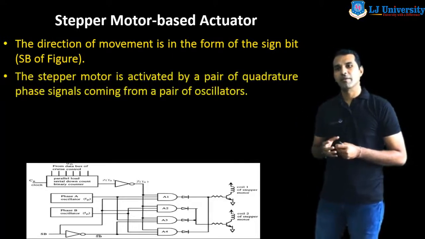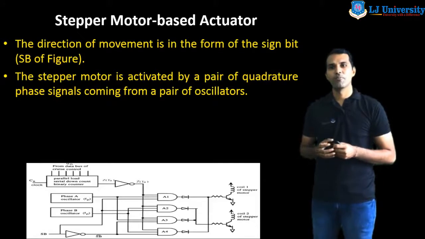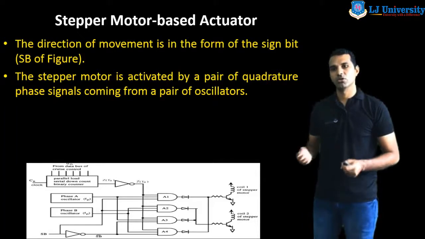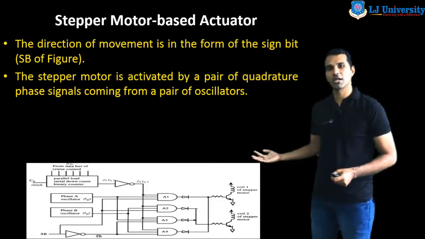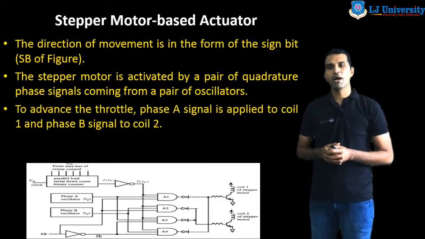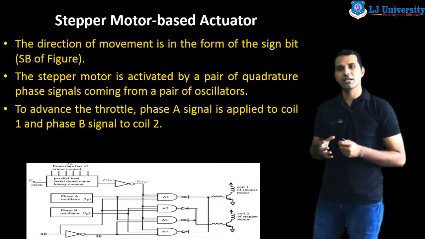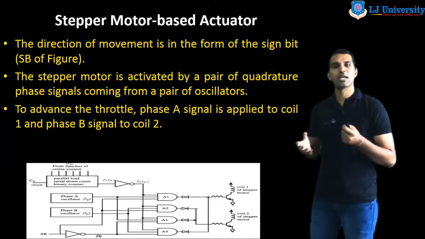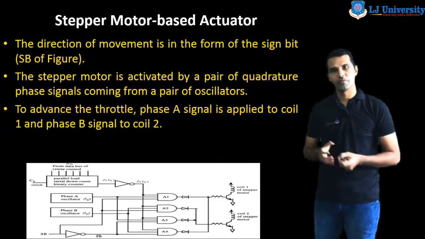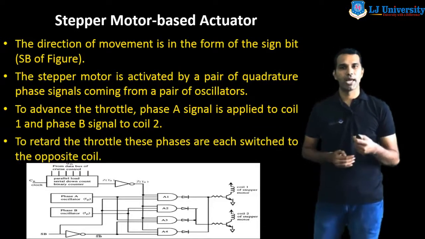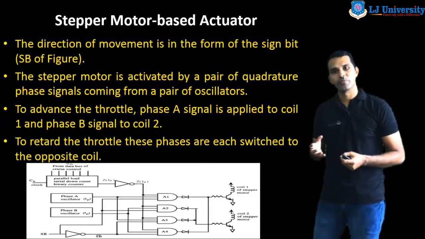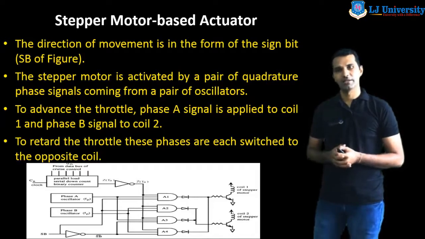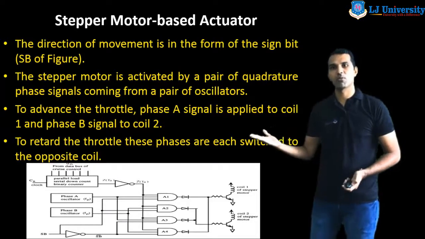The stepper motor is activated by a pair of quadrature phase signals coming from a pair of oscillators. So here we can see these are two oscillators. To advance the throttle, phase A signal is applied to coil 1 and phase B signal is applied to coil 2. In the opposite way, to return the throttle, these phases are each switched to the opposite coil. So this is the operation of the stepper motor actuator.